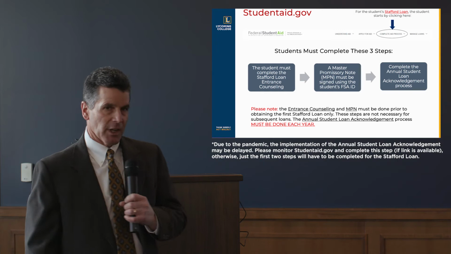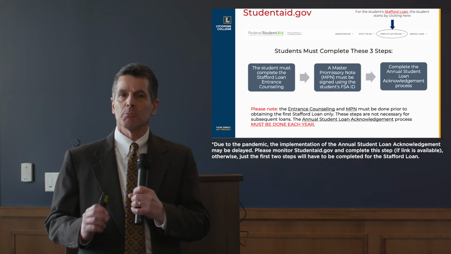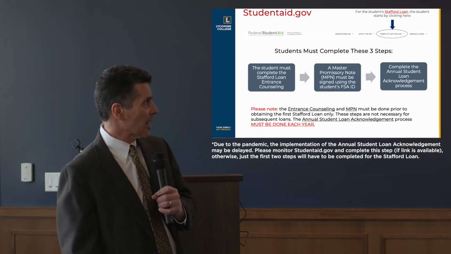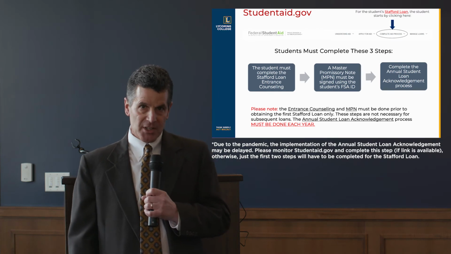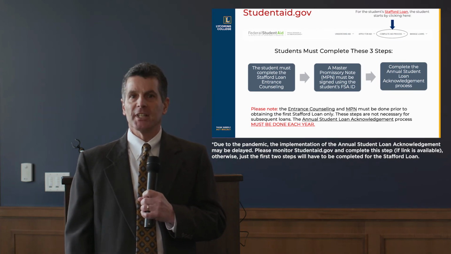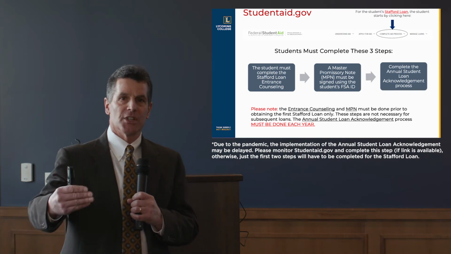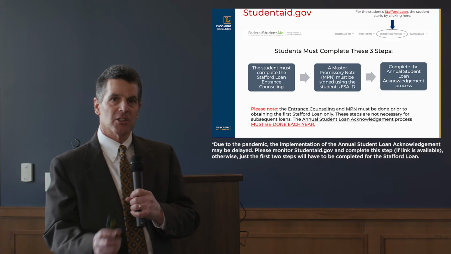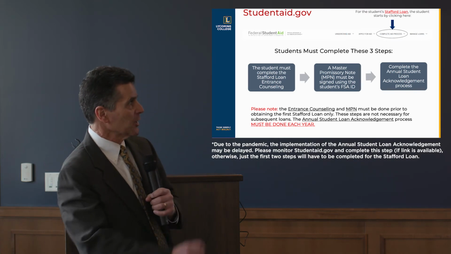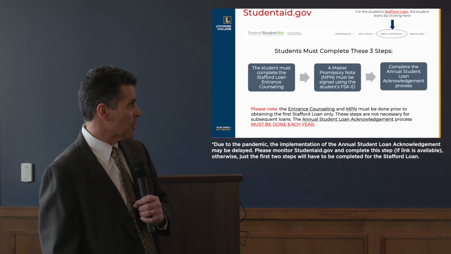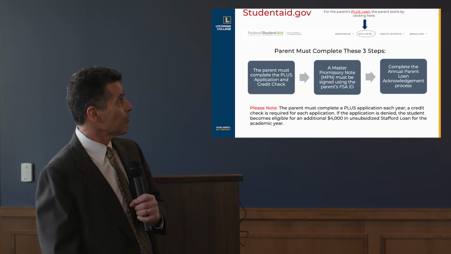Notice down below, the entrance counseling and the master promissory note only need to be completed once during their academic career. The annual loan acknowledgement process, however, does need to be completed each and every year. So as your student progresses to the sophomore, junior, senior year, they are going to have to go back to studentaid.gov if they want another Stafford loan and complete the annual student loan acknowledgement process. Again, that needs to be done each and every year.